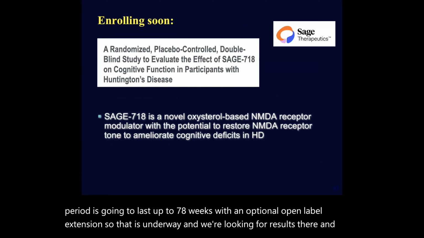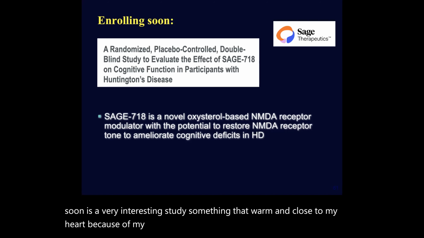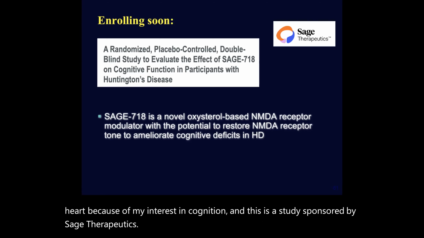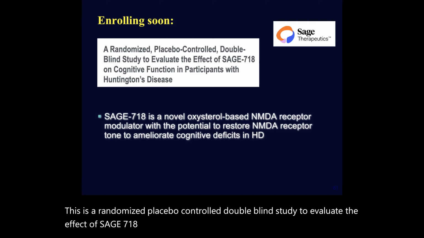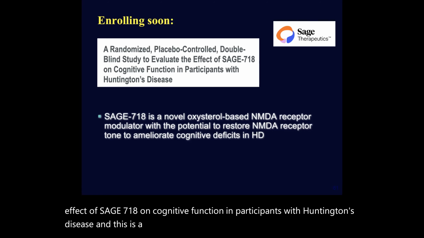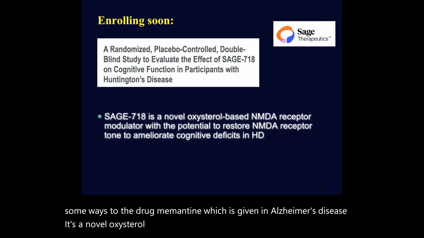Enrolling soon is a very interesting study, something that's warm and close to my heart because of my interest in cognition. And this is a study sponsored by Sage Therapeutics. This is a randomized, placebo-controlled, double-blind study to evaluate the effect of SAGE-718 on cognitive function in participants with Huntington's disease. This is a very interesting compound. It's actually related in some ways to the drug memantine, which is given in Alzheimer's disease. It's a novel oxysterol-based NMDA receptor modulator.